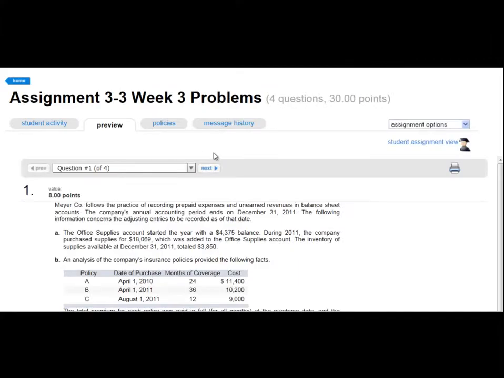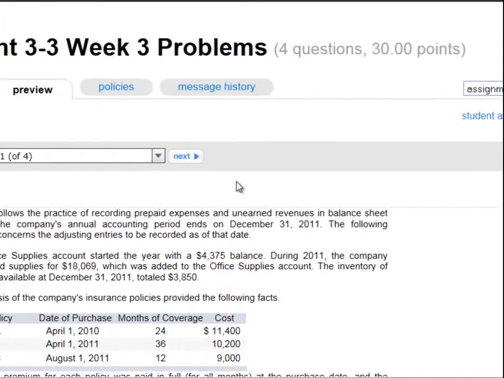In this section, we're going to go over the assignment for week 3. And with this one, we're dealing with the adjusting entries. So you'll see we have 4 different parts to this particular assignment.